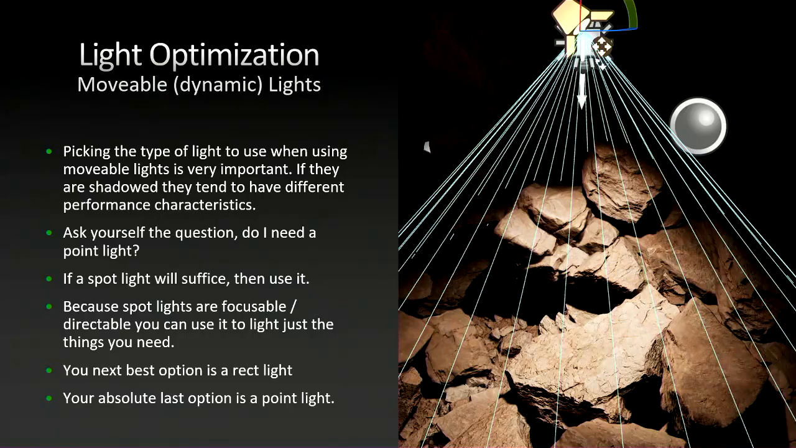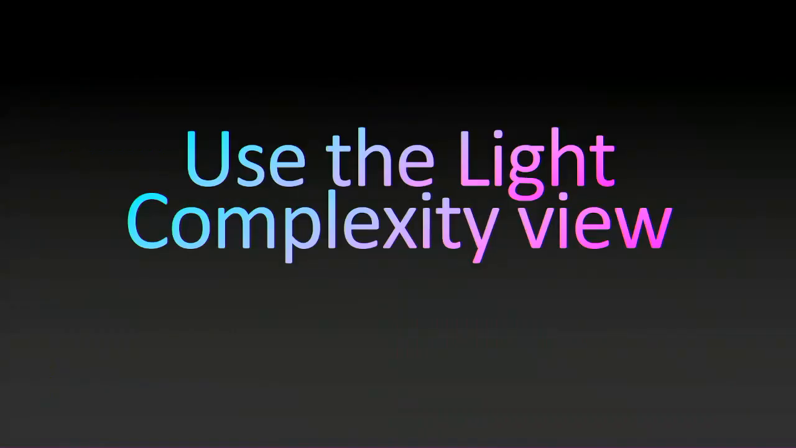Because spotlights are focused and directable, you can use them to light just the things that you need in your scene. Because remember, focus on what's important. Your next best option is a rect light, and your absolute last option should be a point light. So, you've probably already seen this in a previous lecture. I know that you have, but let's go over it again.